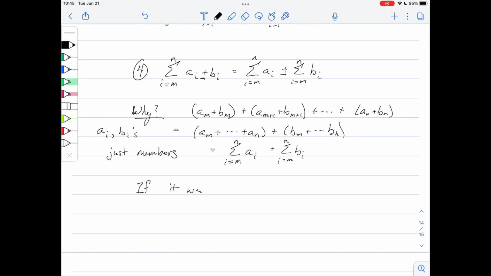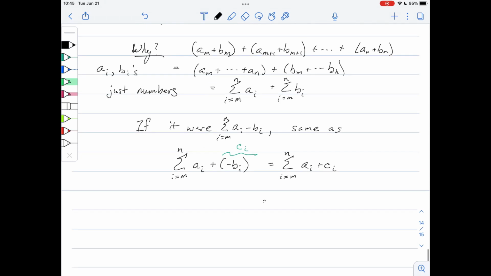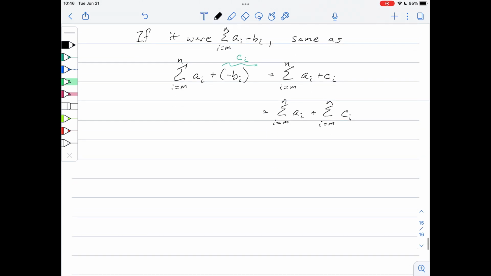So the thing to notice is if we have a difference of two things, a sub i minus b sub i is the same thing as a sub i plus negative b sub i, which is also just a function in terms of i. So what we can do is call negative b sub i some other function, c sub i, and identify c sub i with negative b sub i. Now we have a sum of two things.